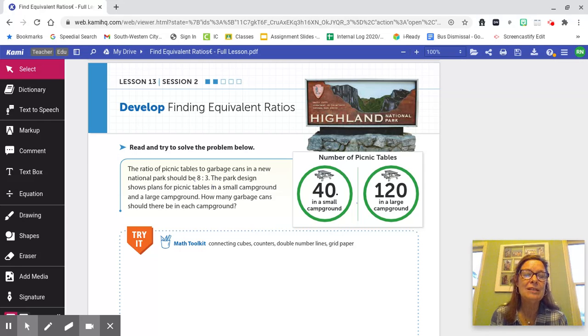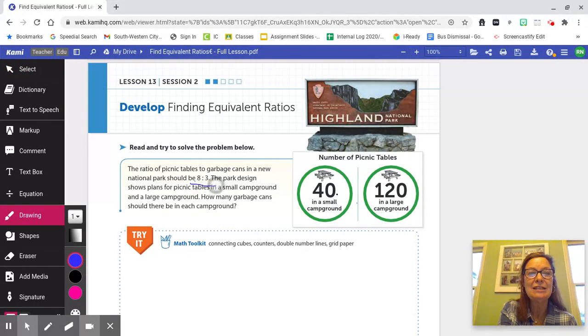The ratio of picnic tables to garbage cans in a new national park should be 8-3. The park design shows plans for picnic tables in a small campground and a large campground. How many garbage cans should there be in each campground? So knowing that we have an 8-3 ratio of picnic tables to garbage cans, and we have 40 picnic tables in the small and 120 in the large, stop the video and see if you can decide how many garbage cans should be in each.